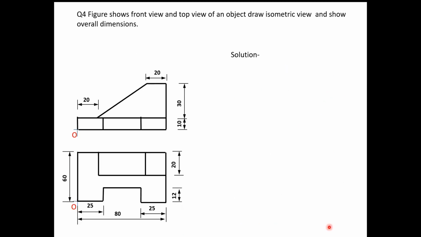Now we start the next problem. Figure shows front view, top view of an object, draw isometric view and show overall dimensions. Now if you see here, the length is 80 and height is 30 plus 10, that is 40, and width is 60. So I will mark the origin, so this is the origin.